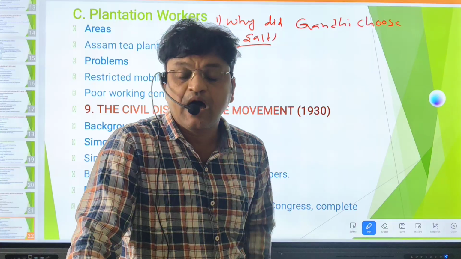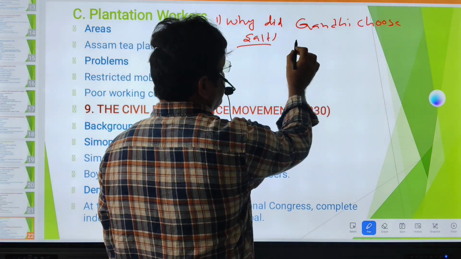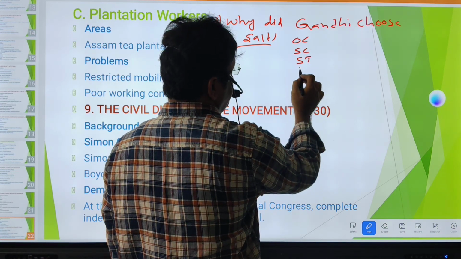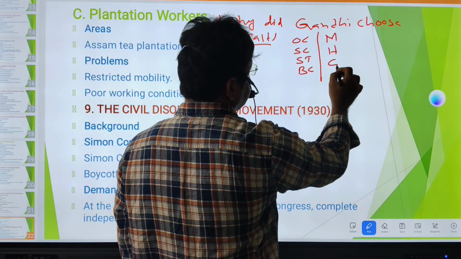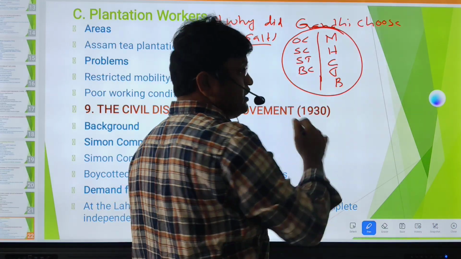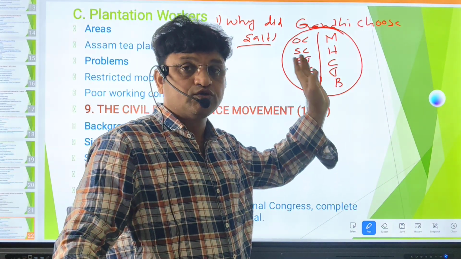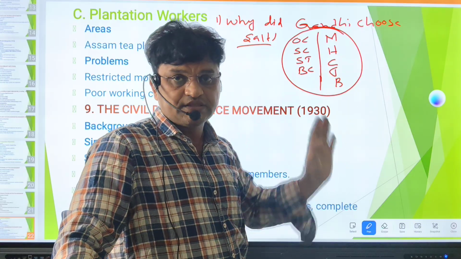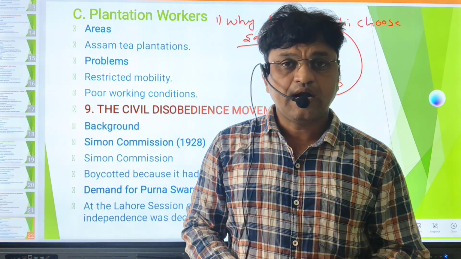Then it united people from all sections of society. In this journey of salt, people of OC, SC, ST, BC, people of all religions, Muslims, Hindus, Christians, Jains, Buddhists, people belonging to all social backgrounds participated in this Salt March or Dandi March. The Dandi March is also called the Salt March.